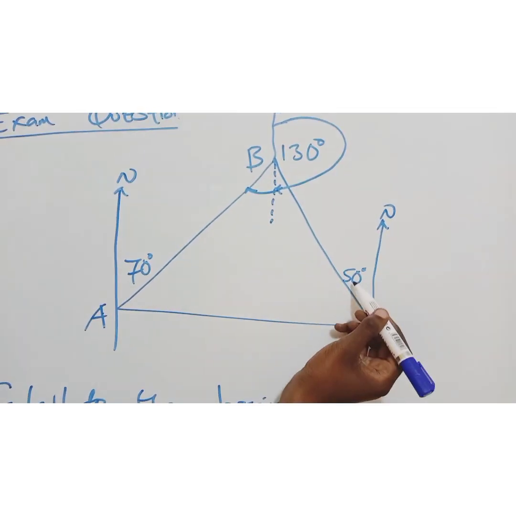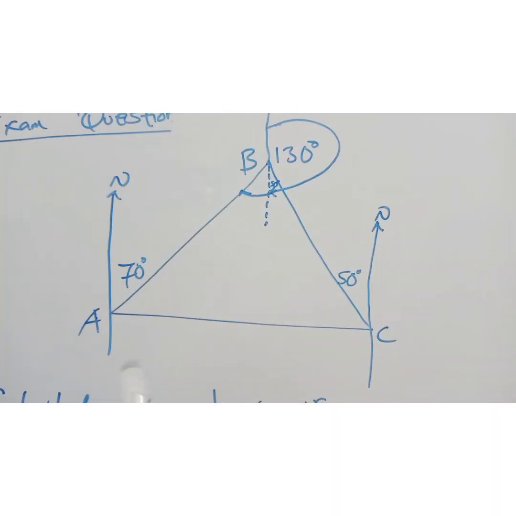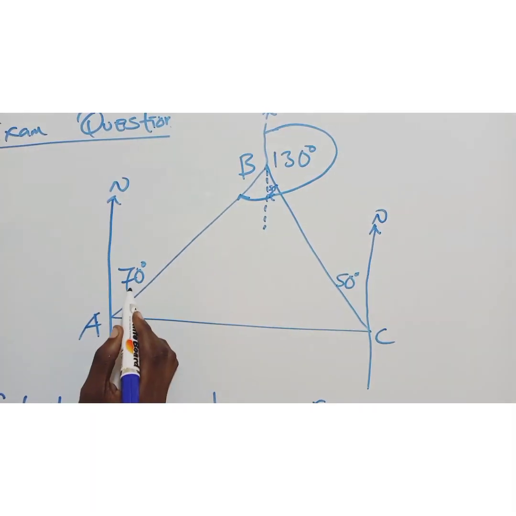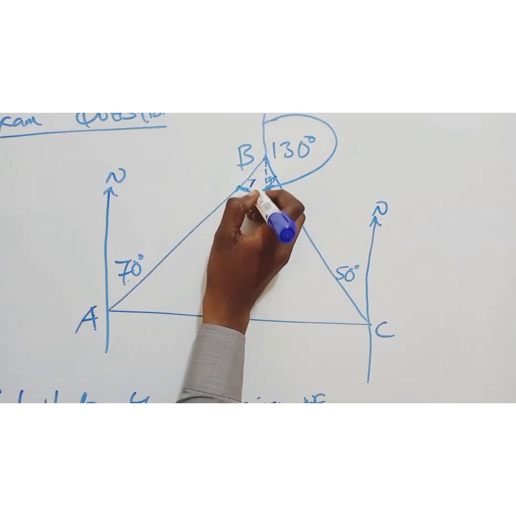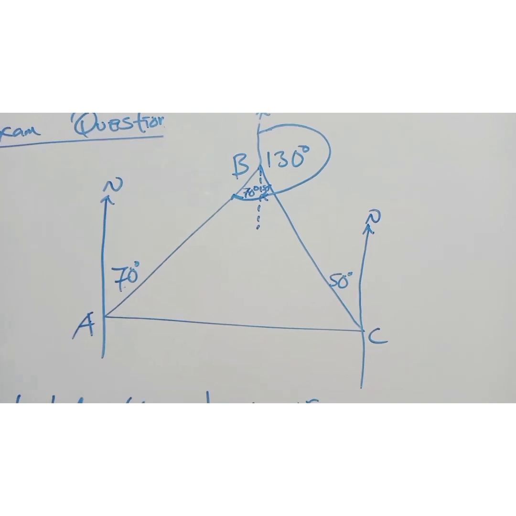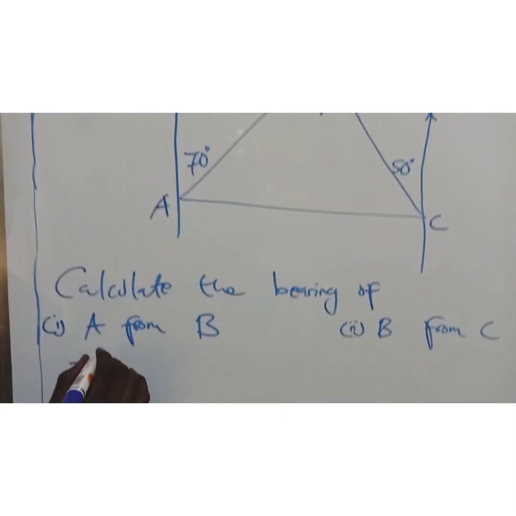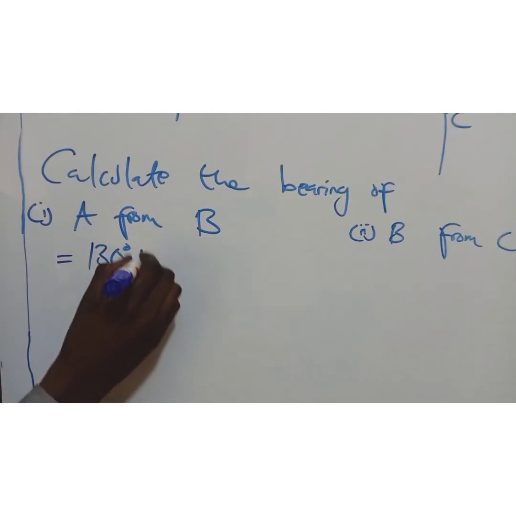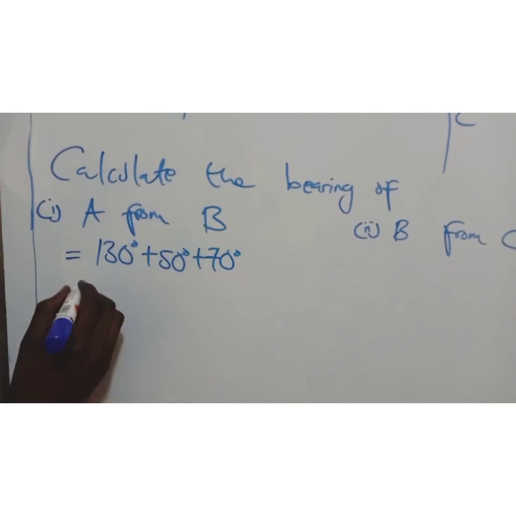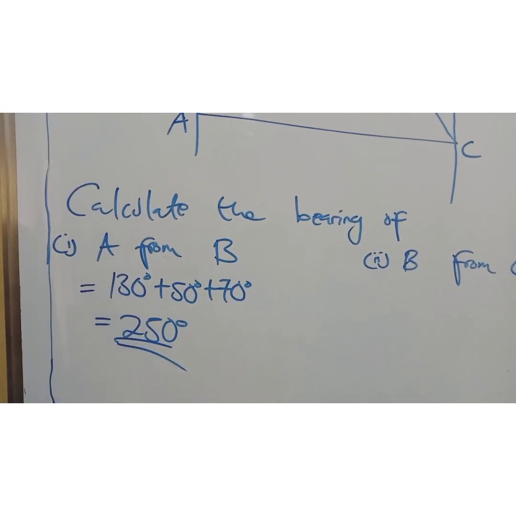Check this. If this is 50, then here there's 50. Simple as that. So from here up to here is 180. And then if this is 70, there's 70 here. So numbers have already been given. It's just about you and your eyes and finding them. So A from B, you simply have 130 plus 50 plus 70. This will give you 250. Simple as that.